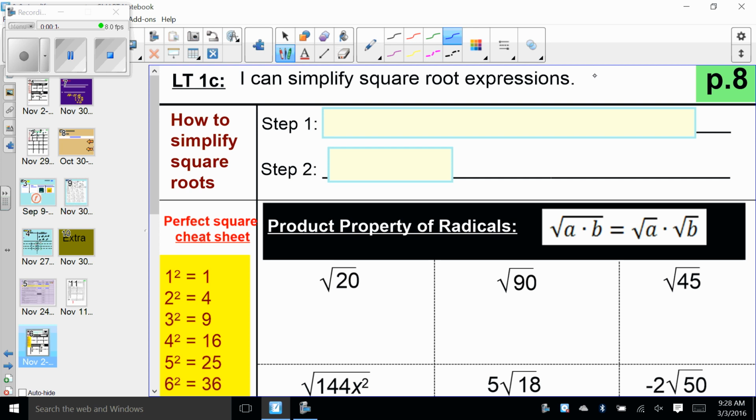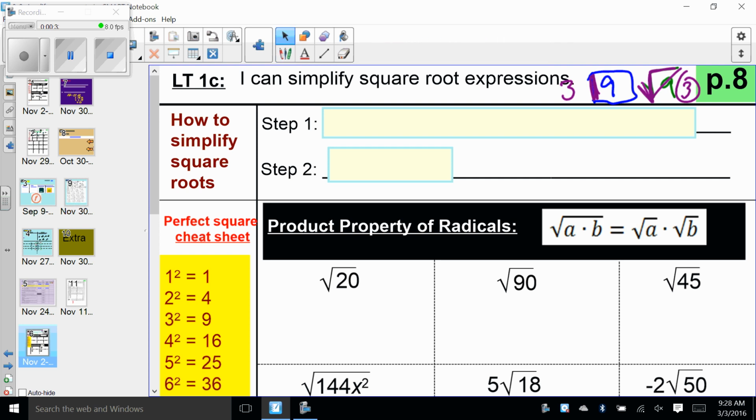Remember, square root is the opposite of area. So if we have a square that has an area of 9, when we take the square root of 9, we really want to know what is the side length of the square. It's 3. So this symbol means what is the side length of the square. The side length of that square is 3. Okay, so that's what a square root does.